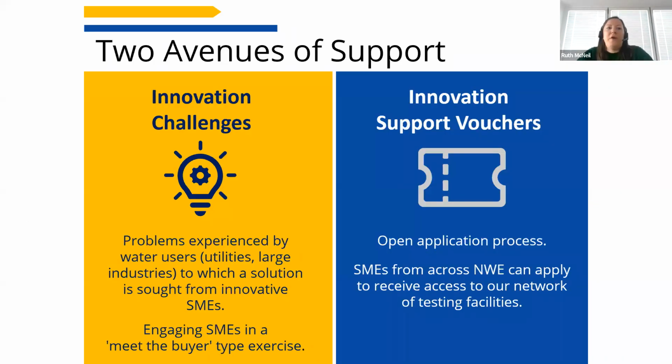But our main purpose of the project has been providing access to the facilities for SMEs. So we've done this in two main ways. We've done this through innovation challenges. These are problems which were experienced by water users and which we have gone to SMEs to try and find an innovative solution. We've engaged the SMEs in a meet the buyer type of exercise. So we launched five of these innovation challenges throughout the project, and we've completed all five. So one was on sludge processing, another was on pharmaceutical removal, another on PFAS removal, generating value from brines, and then the final one was on digital solutions for energy efficiency.